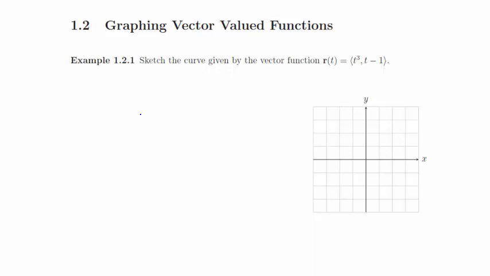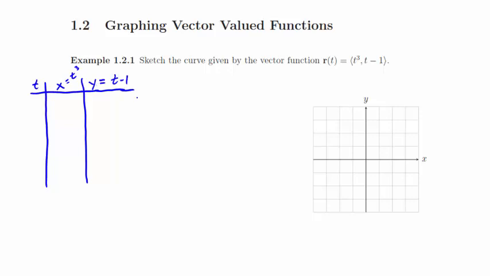So we're going to do this in some detail by setting up a table first. Write out a table. The first column is going to be t values. My second column is going to be my x values that we're going to get from the first component, which in our case is t cubed. And the third column is going to be our y values, y equals t minus 1 in this case. So we'll start with, say, negative 2, negative 1, 0, 1, and 2.